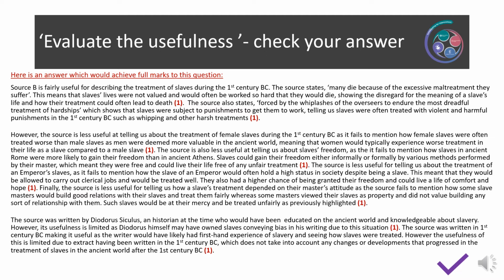The source was written by Diodorus Siculus, an historian at the time who would have been educated on the ancient world and knowledgeable about slavery. However, its usefulness is limited as Diodorus himself may have owned slaves, conveying bias in his writing due to this situation. The source was written in 1st century BC, making it useful, as the writer would likely have had first-hand experience of slavery and seeing how slaves were treated.